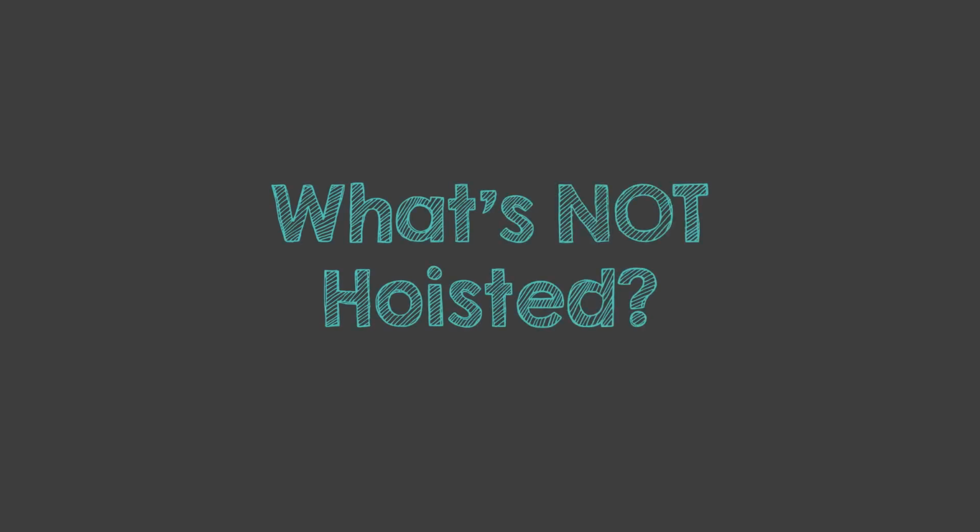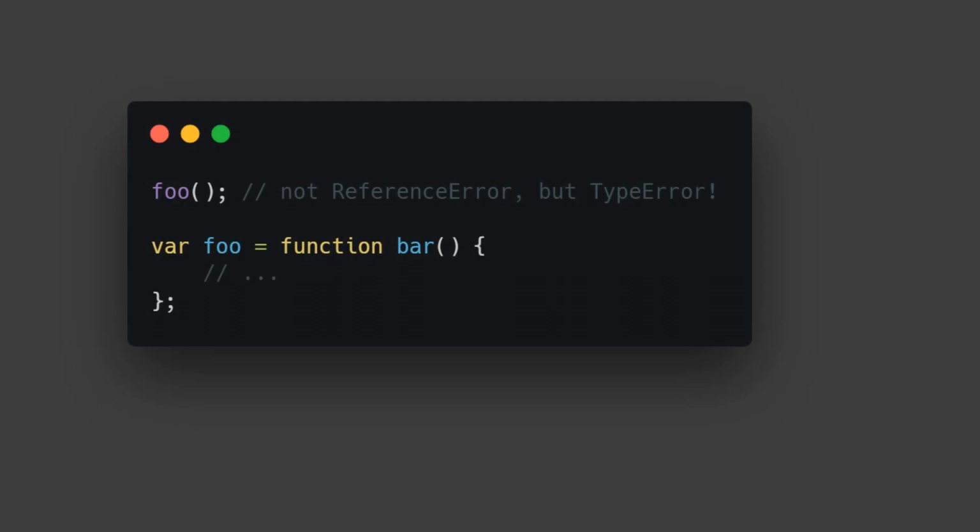While those are the things that get hoisted, there are some that do not. Let us look at what those are. Only a function declaration gets hoisted and not a function expression. To know the difference about them, check out this video on our channel. Also notice we get a type error here and not a reference error. Do you know why that is?